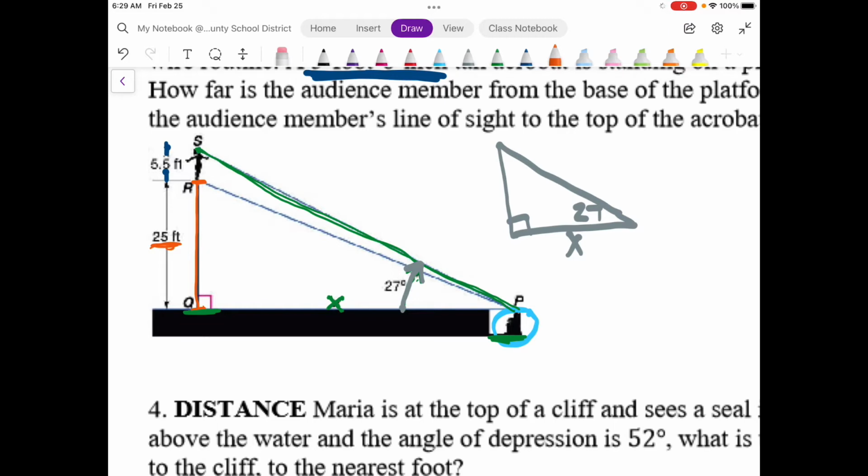Now, the problem here is figuring out what goes on this side. Because we are given the angle of elevation from the sight of the audience member to the top of the head of the acrobat, we're not just going to use 25 or just 5.5. We have to add them together, okay? So I'm going to be using 30.5 for the height between the base of the platform and the top of the acrobat's head. This is the tricky part in this one, that we have to make sure we're adding up the two numbers first, okay?